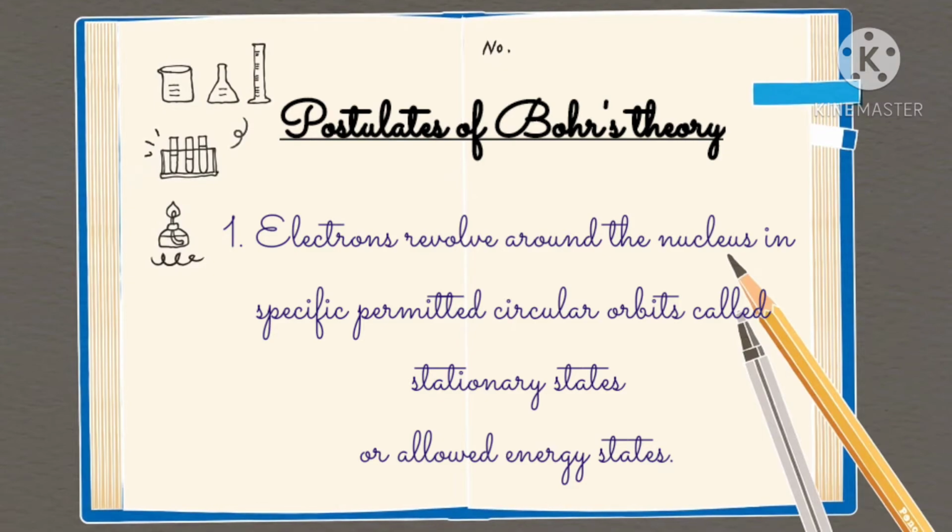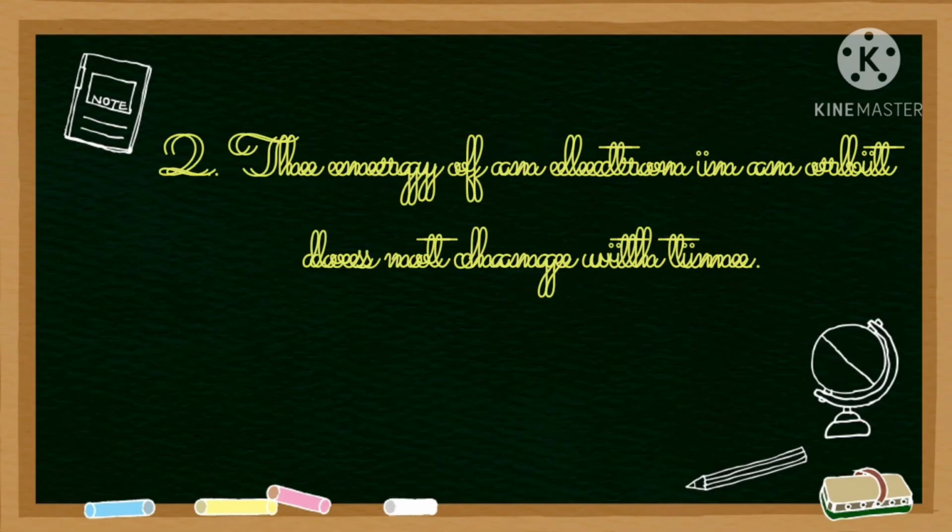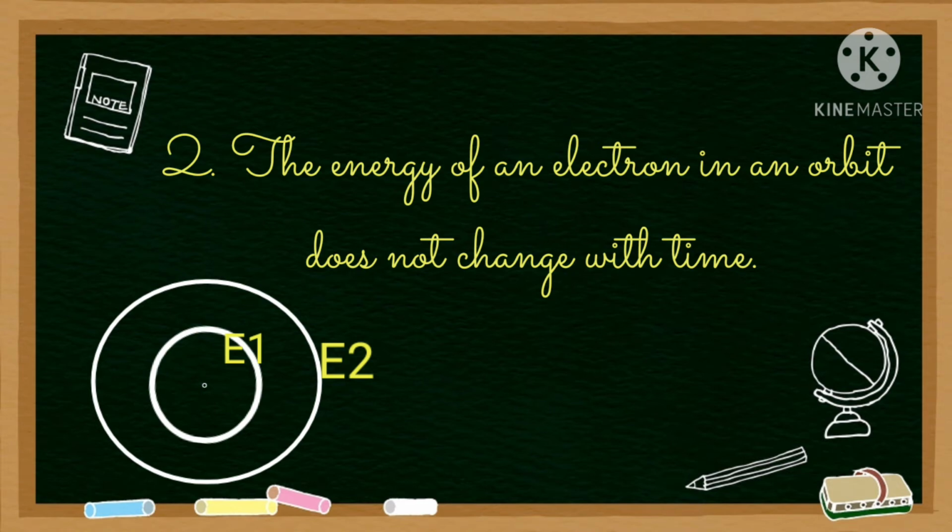ठीक है, जैसे रदरफोर्ड ने बोला था. And secondly, the energy of an electron in an orbit does not change with time. ठीक है, these orbits are known as stationary energy levels. Stationary मतलब fixed. ठीक है, so whenever electron go from lower level to higher energy level, it will absorb energy or it will radiate energy if it will go from higher energy level to lower energy level. Okay, like suppose this is the first orbit और इसका energy level है E1, and then another orbit is present whose energy level is E2.